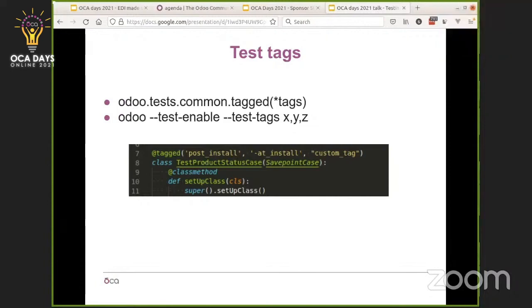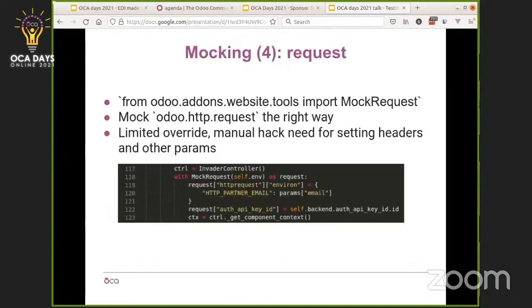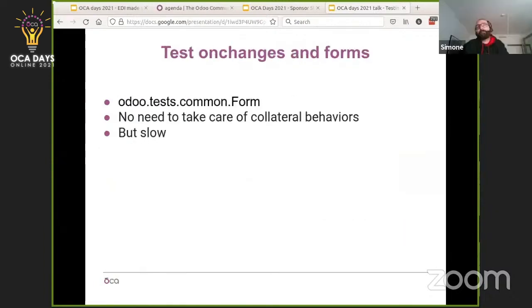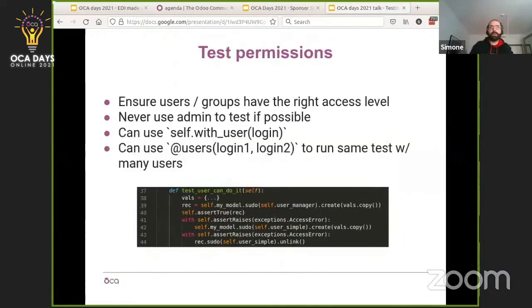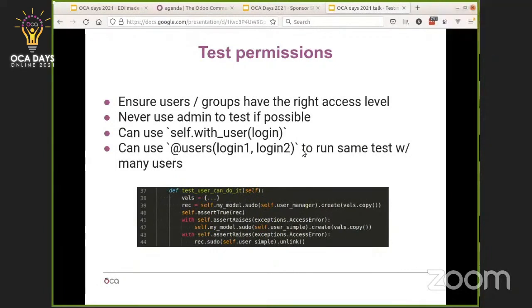Okay, Yannick is asking actually a good question. How are login 1 and login 2 defined in the @users decorator? You mean this one here? Login 1, login 2 is just a string. You pass the string in the decorator. Okay, and that's the login of the username, yeah. Okay, thanks.